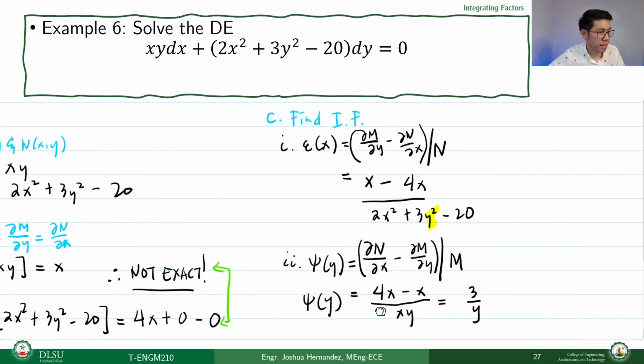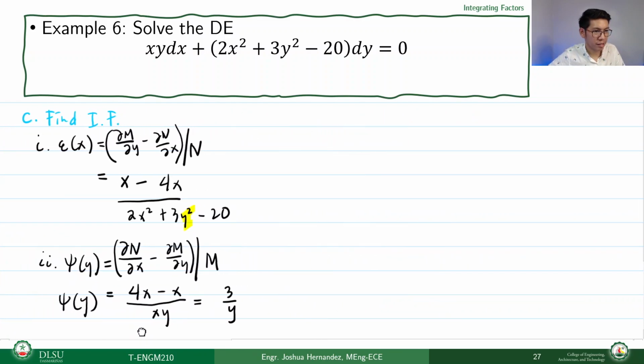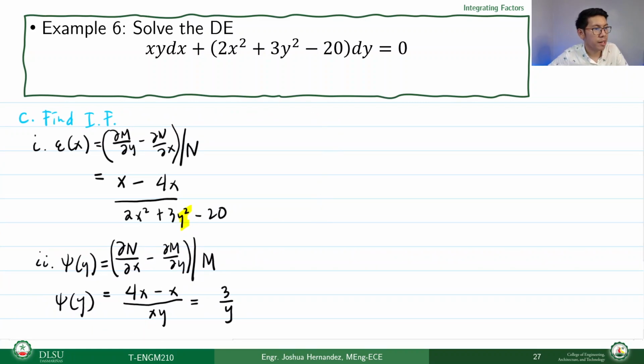Si psi of y ang gagamitin natin. Interesting, right? So, psi of y. Now that we have psi of y, what do we do? We actually solve for the integrating factor mu of y, because mu of y is e to the integral of psi y.